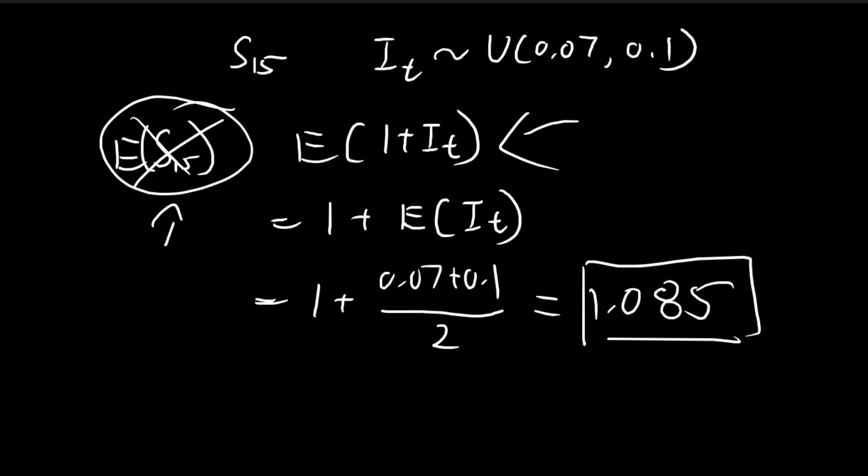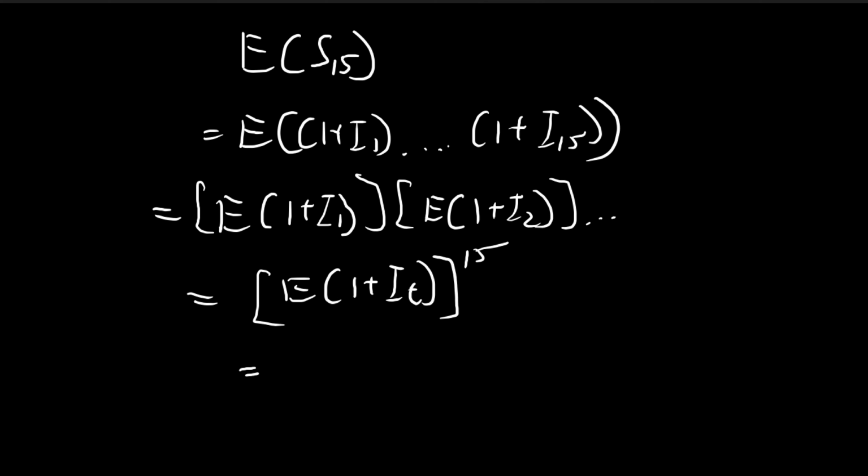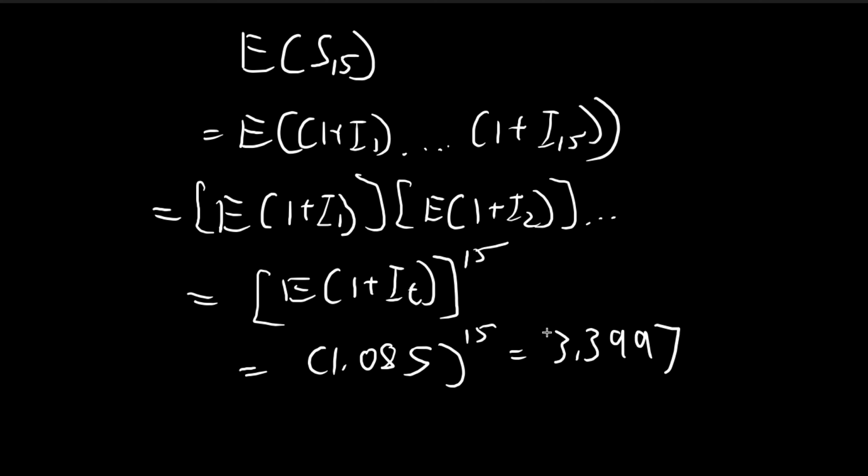So what we have here is just the expected value of 1 plus It to the power of 15, right? And as we found, the expected value of 1 plus It, t can be anything, is just 1.085. So this is just 1.085 to the power of 15. And so this is 3.3997. So this is part of the answer.